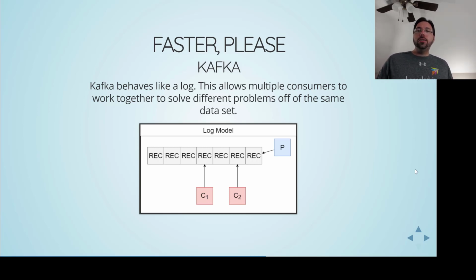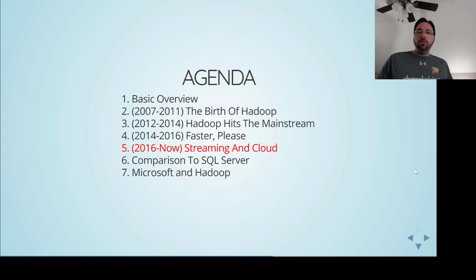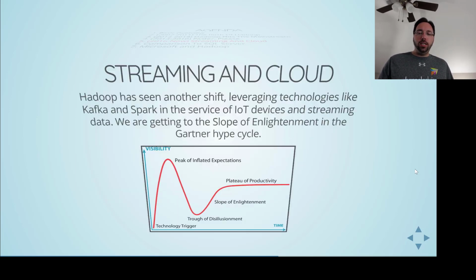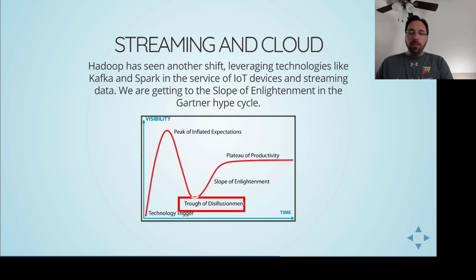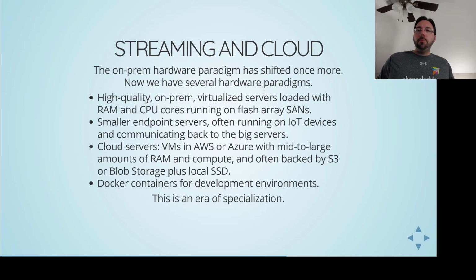So now let's get into the present day. We're looking at 2016 and later with streaming and cloud technologies. We've moved beyond the Trough of Disillusionment, and we're starting up this slope of enlightenment. We haven't quite hit the peak, but we're starting to get back up there, especially because we're seeing another shift, starting with Kafka and moving into a new space, working with IoT. So this on-prem paradigm has significantly shifted yet again.